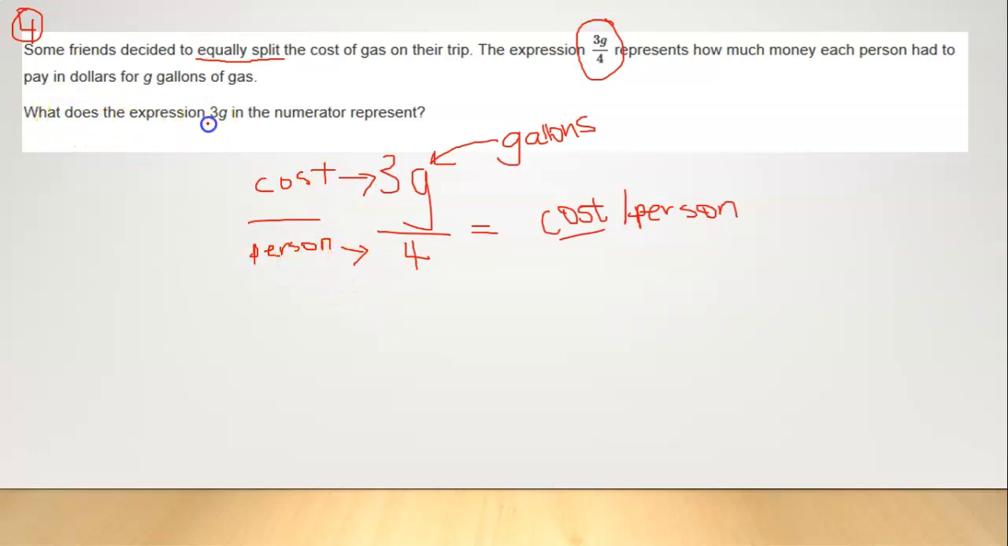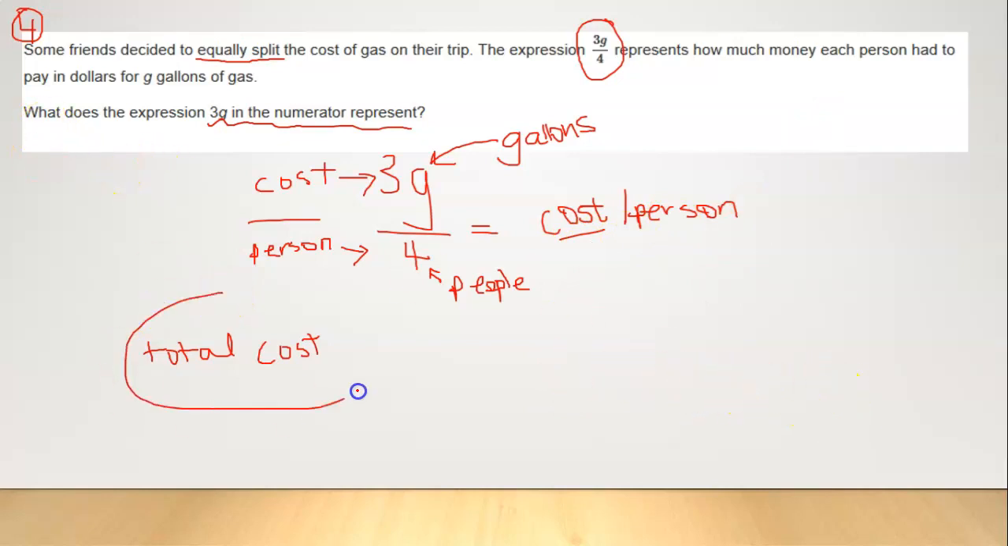So it says, what does the expression 3G represent? It represents the cost. We can just say the total cost, but it's the cost before splitting it between 4 people. There are 4 people. Because remember, when we divide by 4, we're dividing it into 4 equal groups for each person to have their equal share to pay for the gas. So the answer is total cost. It's the total cost before dividing it amongst the group.